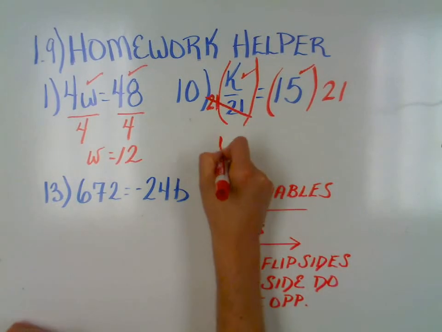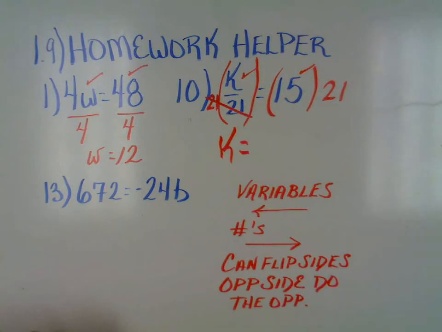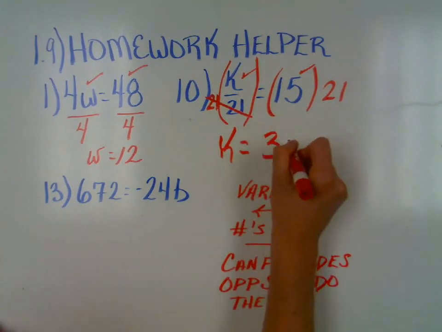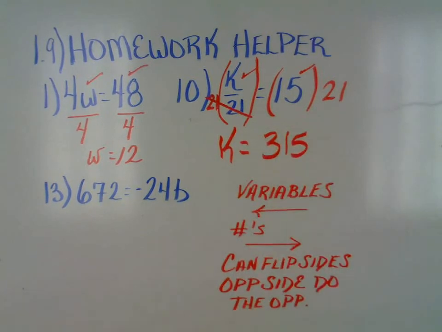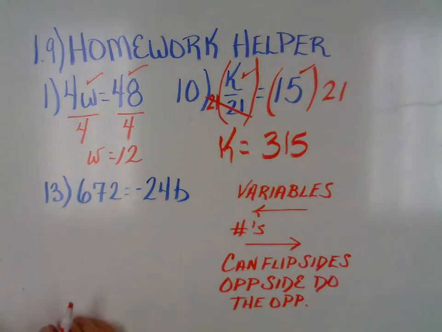But I have k now on the left side by itself. And over here I'm going to do 15 times 21 to solve. 15 times 21 is 315. And indeed, we can check that again. Over here I can do 315 divided by 21. 315 divided by 21 is 15. Since the other side says 15 and they match, we know we did this correctly.